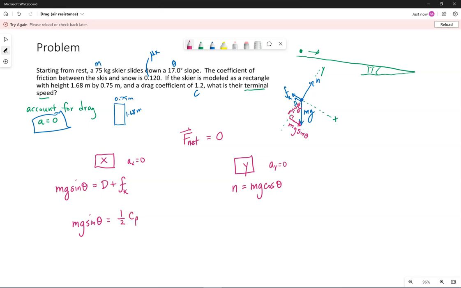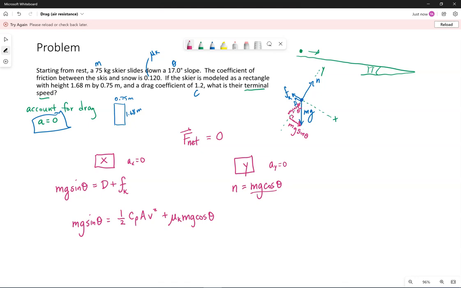Drag, the equation our author is using to approximate drag, the 1/2 c rho a v squared. And then friction. We know kinetic friction is always the coefficient of friction times the normal force. So I'm going to go ahead and jump to plugging in that mg cosine theta for the normal force.